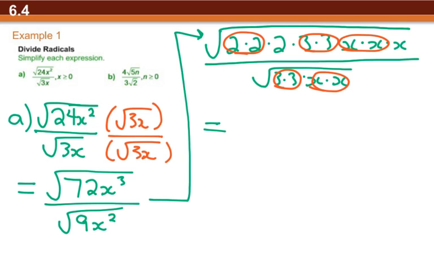So to simplify this, on top we'll have 2 times 3 times x, which would be 6x, that we can pull out. Leftovers under the root, we have 2x. On the bottom, we had a 3 and an x we could pull out, so we do that. Nothing left under the root sign.